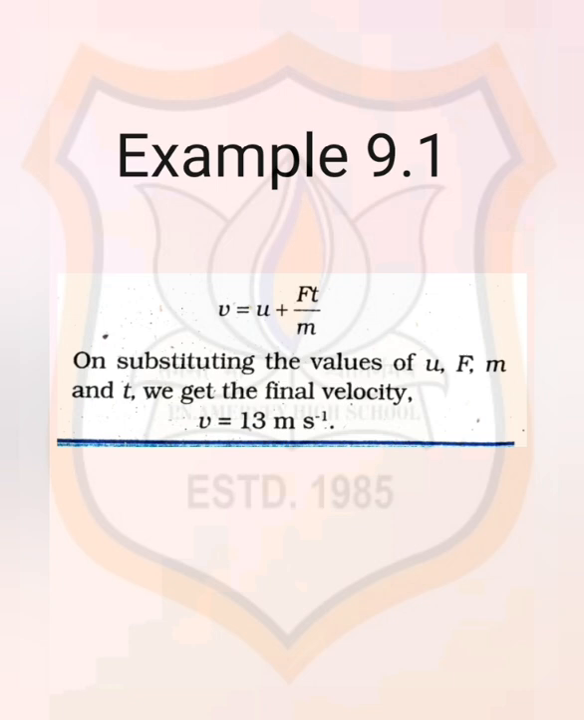So with the help of our standard equation F is equal to m into (v minus u) upon t, we can have the relation. On solving this equation, we have m into (v minus u) is equal to F into t, that is Ft. And dividing by m, we have v minus u is equal to Ft upon m, or v is equal to u plus Ft upon m. And on substituting the values of u, F, m and t in the equation, we get v is equal to 13 meter per second as the final velocity.